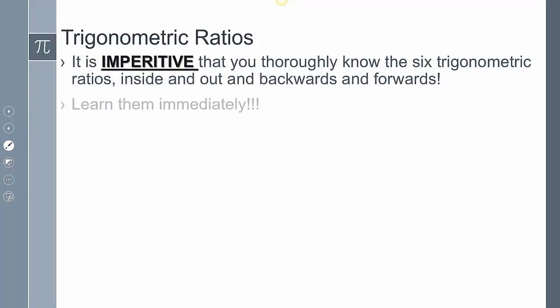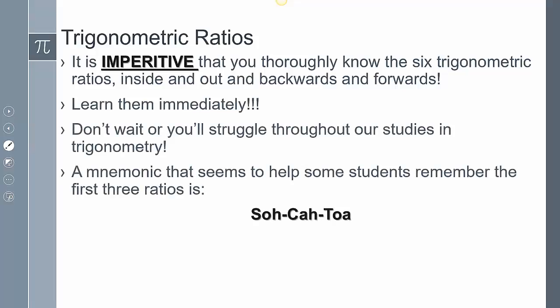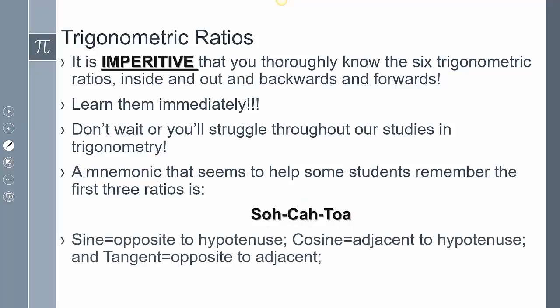Now it's imperative that we know these backwards and frontwards. Something that's going to help us memorize this is the mnemonic SOHCAHTOA. And so SOHCAHTOA is actually going to help us memorize our sine ratio, our cosine ratio, and our tangent ratio. So the sine is opposite to the hypotenuse, the cosine ratio is adjacent to the hypotenuse, and the tangent ratio is opposite to the adjacent.